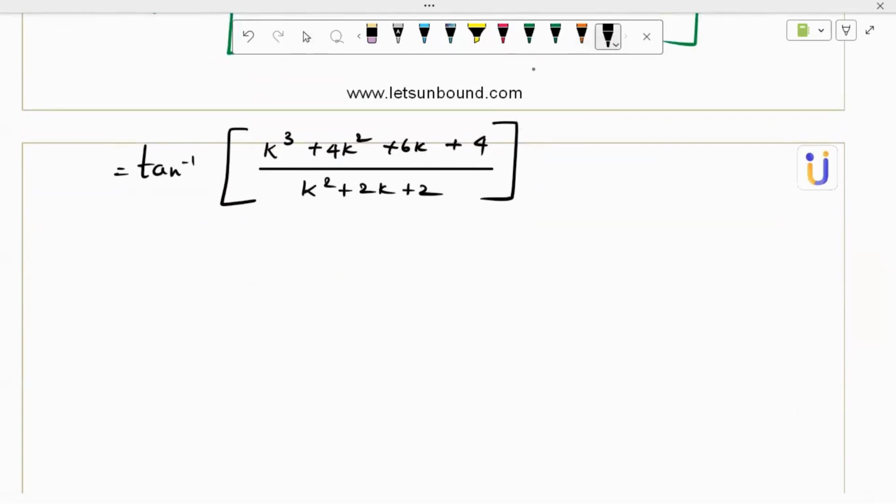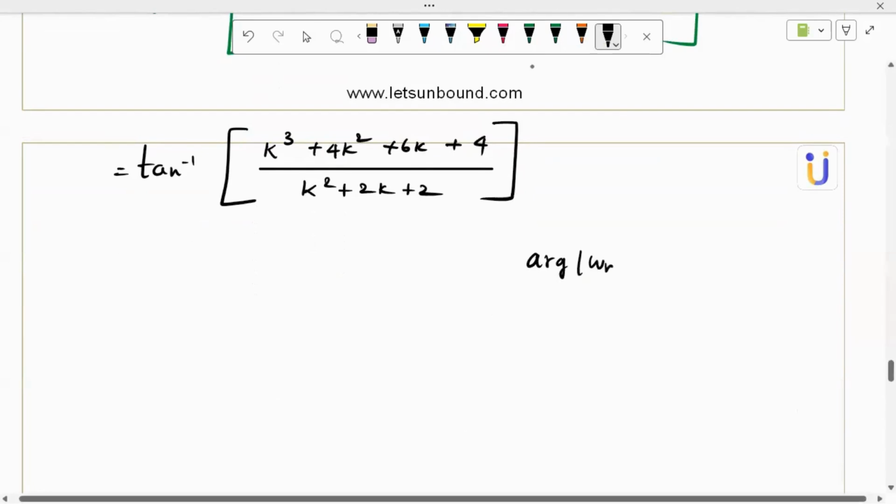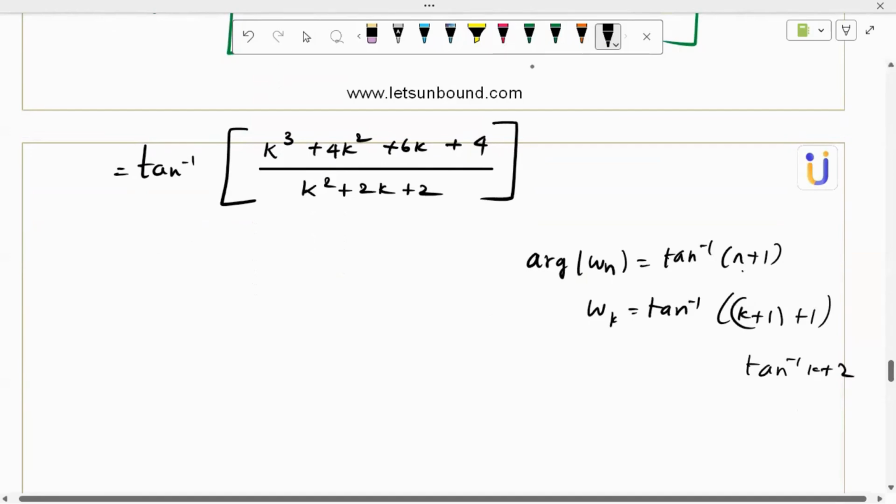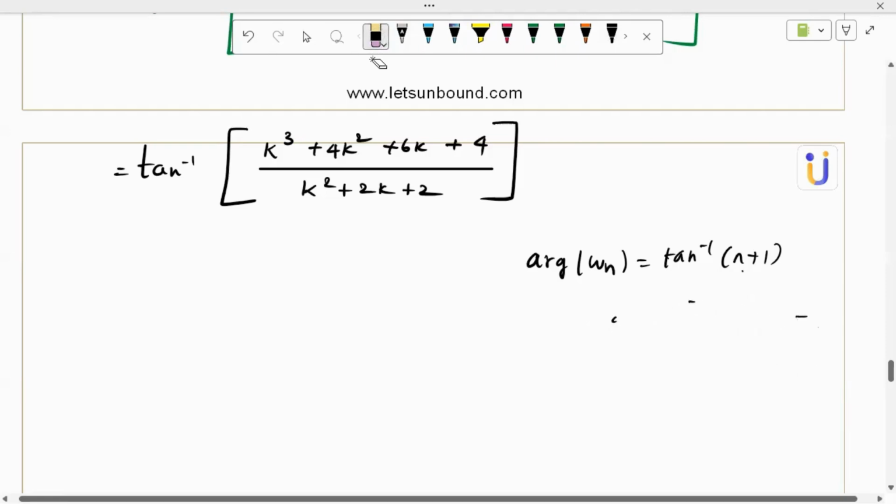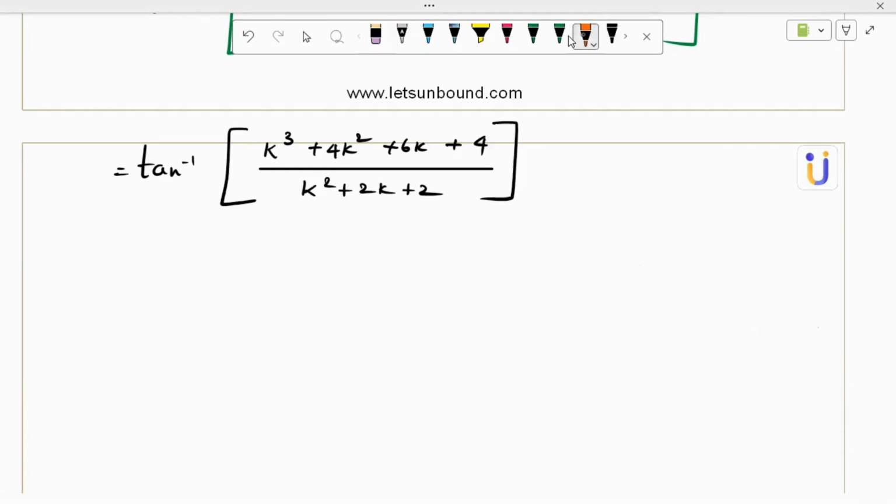To simplify it further, what is our aim? If it is the argument of Wn, I want tan inverse (n plus 1). Now I'm working for W(k plus 1), so I want tan inverse of (k plus 1) plus 1, which is tan inverse (k plus 2). So of course I have to divide this, then only it will become a linear stuff, right? This is our aim, I'm just reminding you. And let's divide. So polynomial division will work here. And here we go.